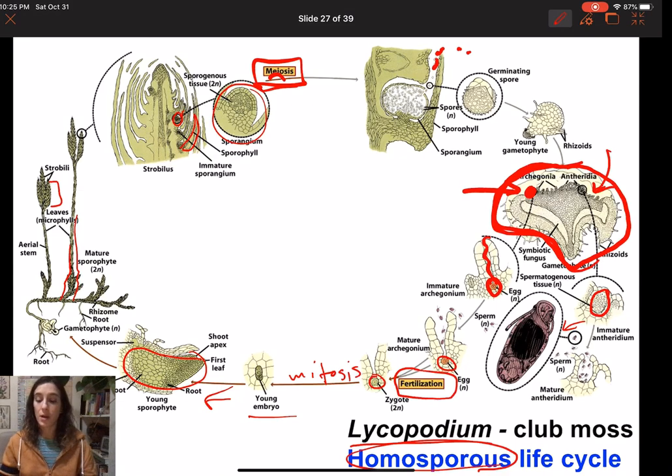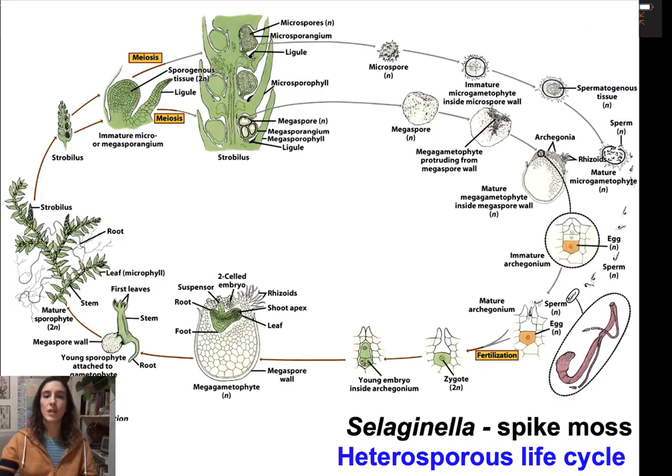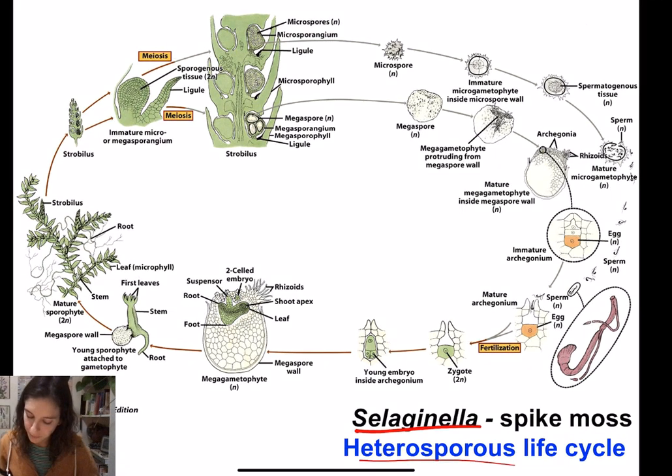Lost my train of thought there. We were comparing heterosporous to homosporous. And that previous life cycle for Lycopodium, that was homosporous. Selaginella is our example of a heterosporous one. And now this one's important. This is our one and only example, at least for today, of a heterosporous life cycle because we had Lycopodium and the ferns as our examples for homosporous.